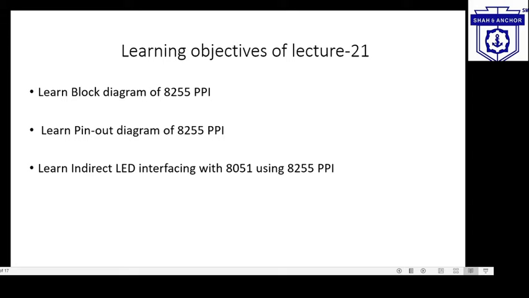Today we are going to learn one more chip, that is 8255. 8255 is PPI. What does PPI stand for? Programmable Peripheral Interface. So, today we are going to learn the block diagram of 8255. Then we are going to learn the pinout diagram or pin configuration diagram of 8255. And lastly, we learn how to interface LED indirectly with 8051 using the 8255 IC.